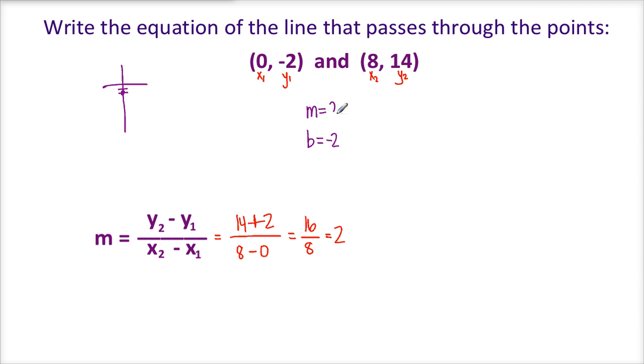is 2. Now I simply need to plug these into my slope-intercept form for a line. So y equals mx plus b, so m is 2, 2x plus b, and b is -2, so I'll do minus 2. This is the equation of the line that passes through these 2 points. Let's do another example.